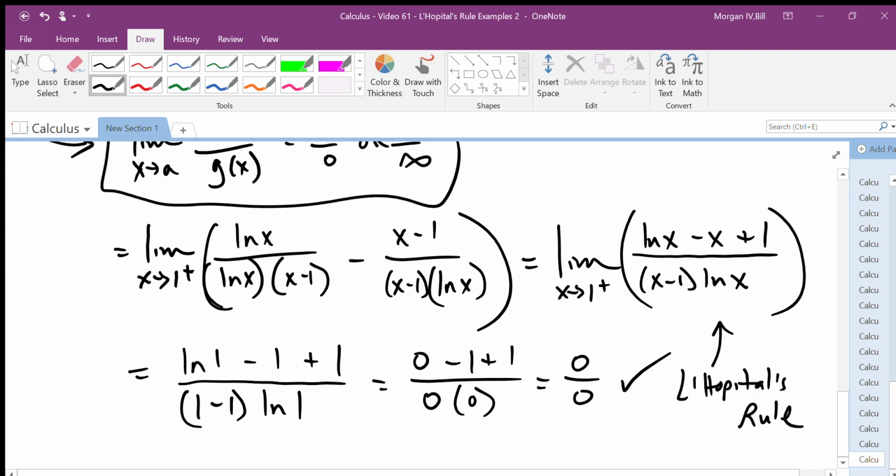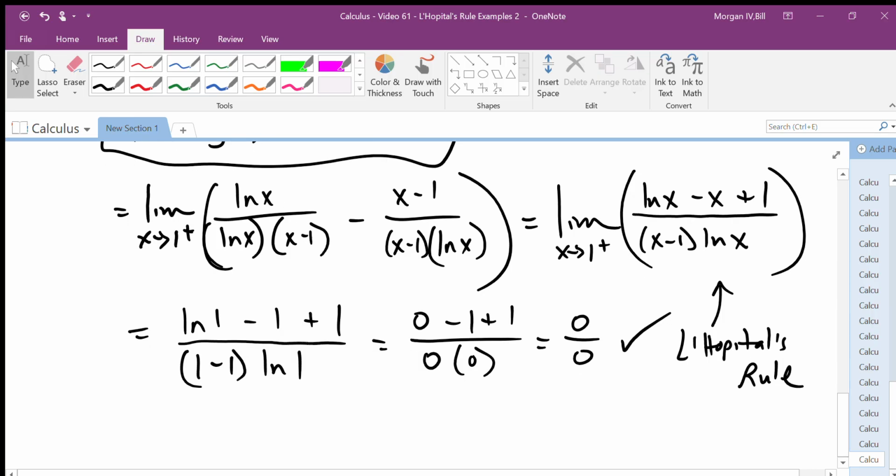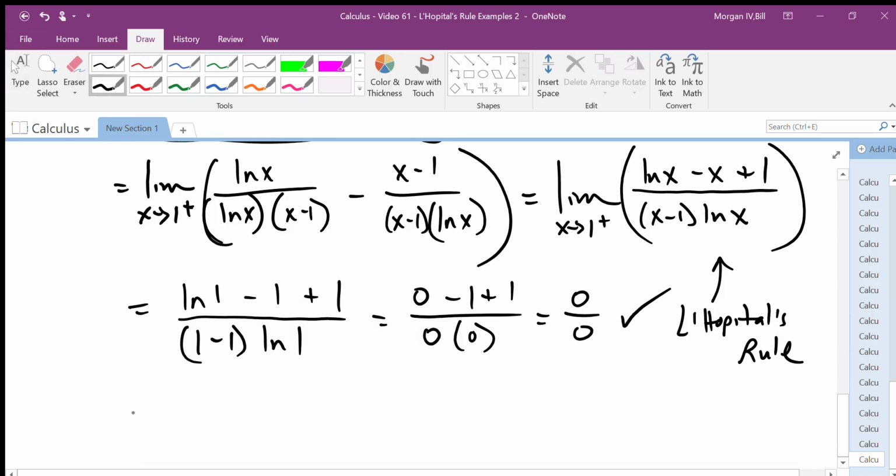Because we now are in 0 over 0, this is equal to, don't forget the limit, the limit as x approaches 1 from the right. And we'll just take the derivative of the numerator and the derivative of the denominator. So in the numerator I have the natural log of x. Its derivative is 1 over x, minus the derivative of x, so that's minus 1. And then the derivative of 1 is 0.